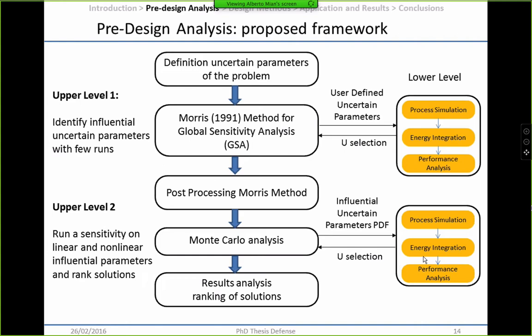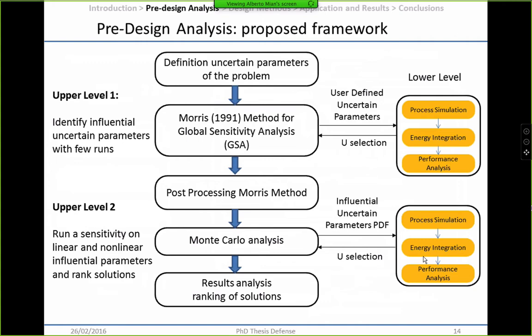The first upper level, so it's a bi-level approach because we have an upper level step, a second upper level step, and then we have a lower level step, which is the same approach that I have presented before. So given the set of uncertain parameters, I first apply a global sensitivity analysis method with the goal to identify the influential uncertain parameters, because often we have a lot of parameters that we consider as uncertain, but in reality, with respect to our solution, only a few of these uncertain parameters are really affecting the solution.